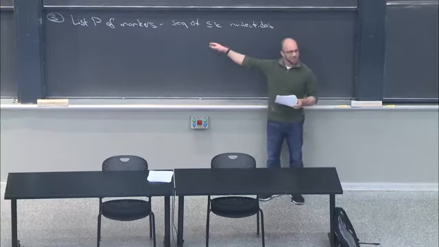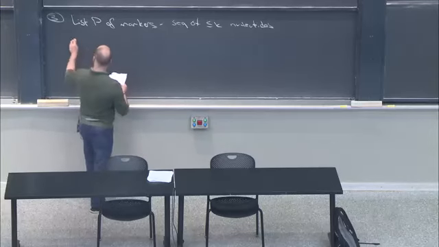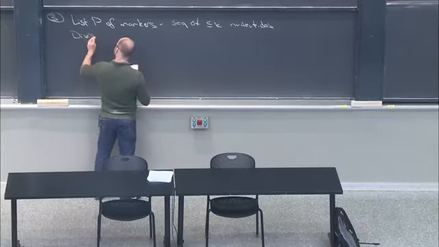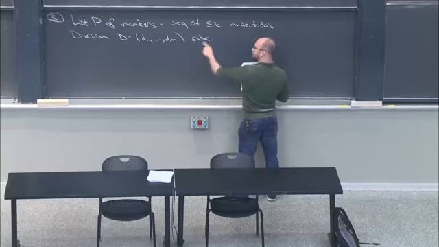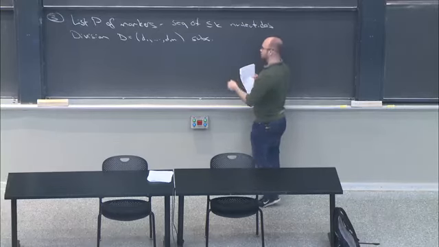OK, so what are we going to do? Well, we have a string, and then we're going to make a division. So we'll call our string S, and our division D, which looks like D1 to DM, which are substrings that concatenate to make the full string.